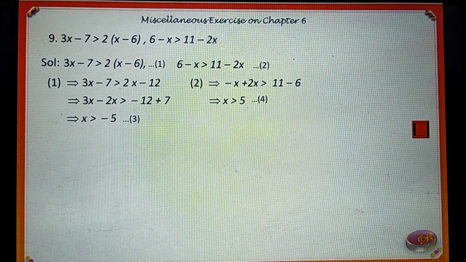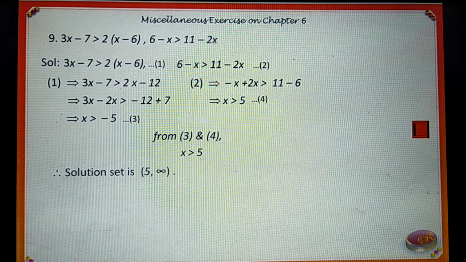From 3 and 4, x > 5. Therefore, the solution set is the open interval from 5 to infinity. Graphical representation of the solution set is as shown in the figure.